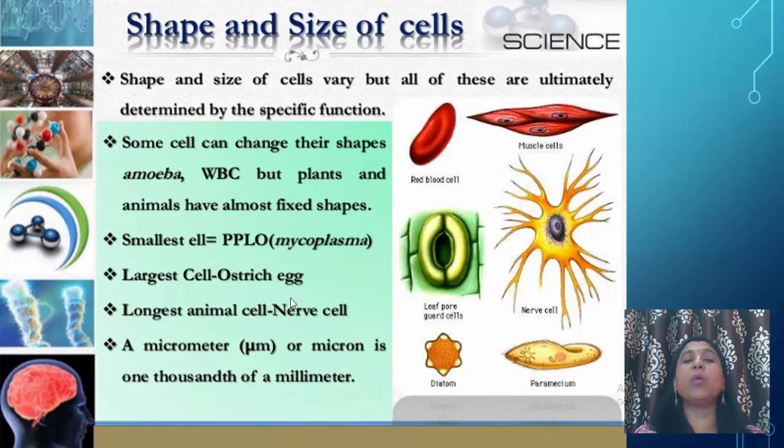It is also known as mycoplasma. And the largest cell is of an ostrich egg, which we can see with our eyes, like this only. But most of the cells we cannot see without a microscope. Longest animal cell is the nerve cell. And a micrometer or micron is 1/1000th of a millimeter.